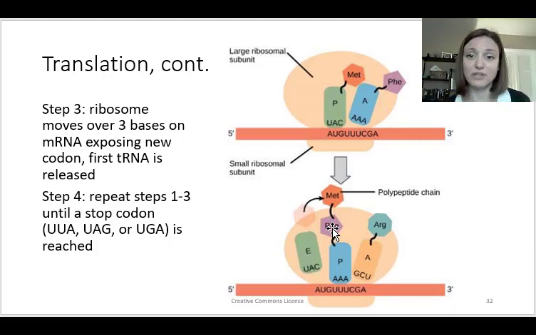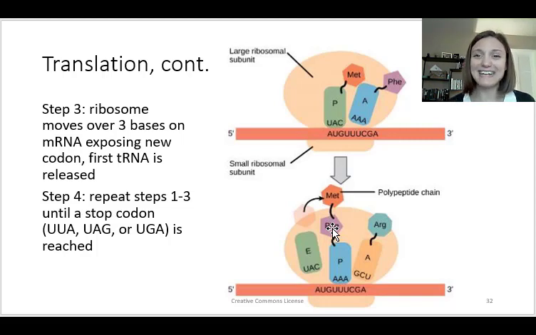And then everything dissociates. That polypeptide chain floats away. It's going to get folded up into its final protein shape, maybe connected with some other proteins. And then that mRNA can be reused, those tRNAs get charged back up again, and then that protein could get made again, or that ribosome could find another mRNA and make a different protein. Okay, so all these pieces can be recycled.